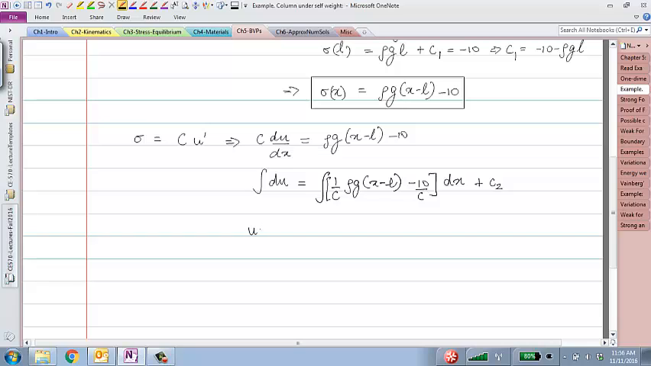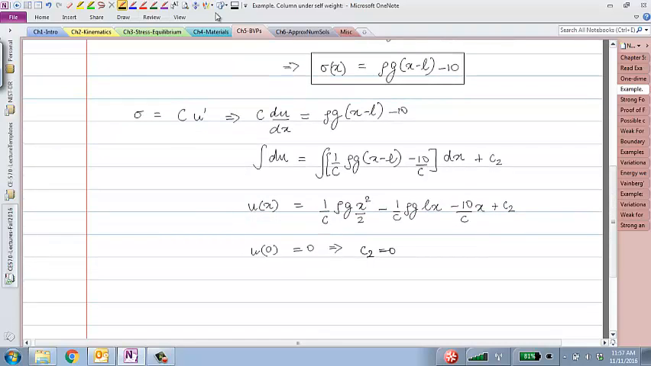Now the integral of du is just u as a function of x. I'll integrate that expression. So 1 over c rho g x square over 2 minus 1 over c rho g l x and minus 10 over c x plus c2. That's an expression for the displacement. How do I find C2? The other boundary condition says u at 0 is equal to 0, which implies the first term at x equal to 0 does not contribute, the second term does not contribute, the third term does not contribute. Immediately it says C2 is equal to 0. Right? C2 is equal to 0.